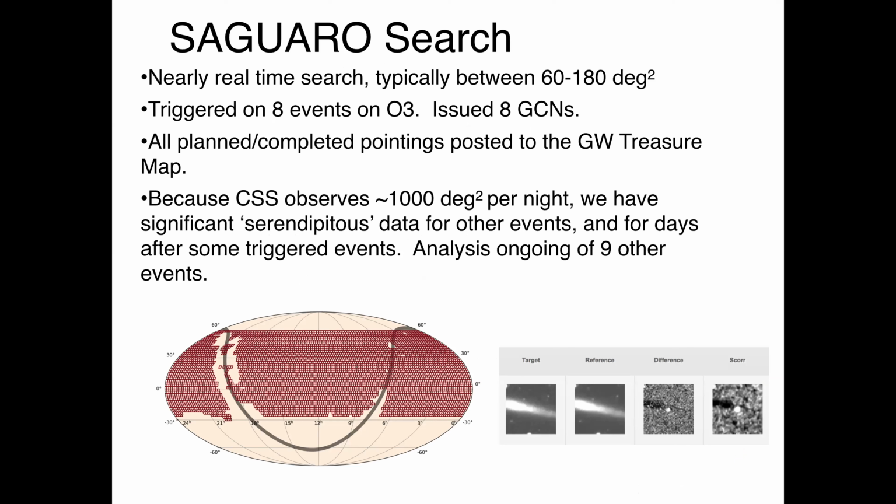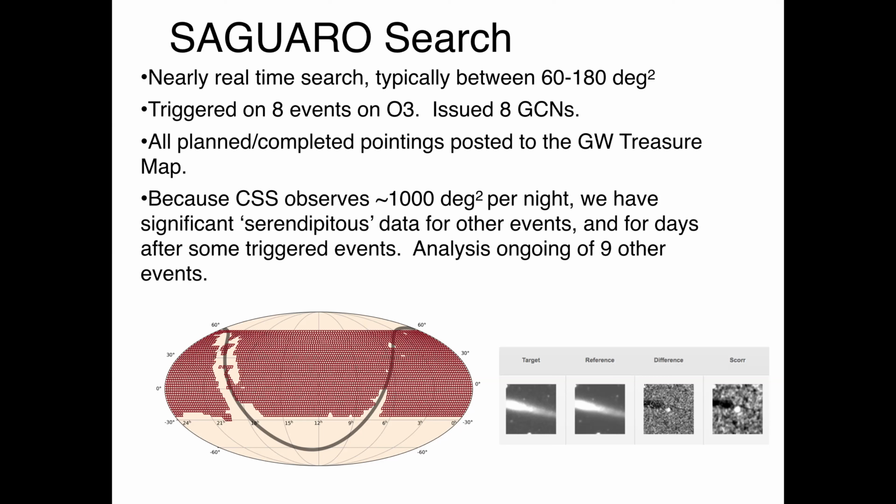So on the bottom left that's sort of the standard tiling that the Catalina Sky Survey employs. And so we have deep template images of all of those fields that you can see there. They sort of avoid the plane of the Milky Way. And so we triggered on 8 gravitational wave events in O3. We issued about 8 GCNs. We post all of our pointings to the gravitational wave treasure map.